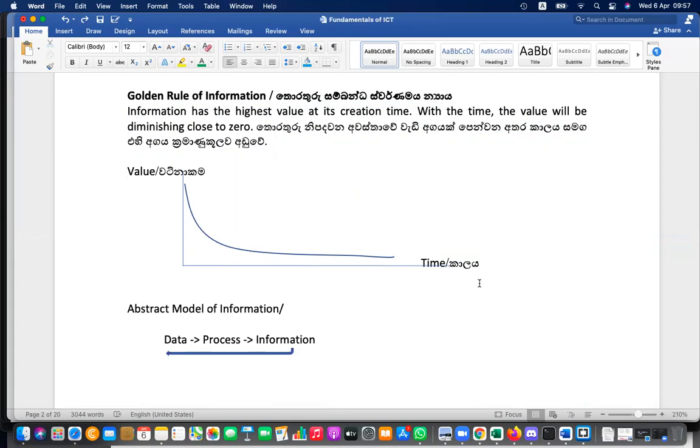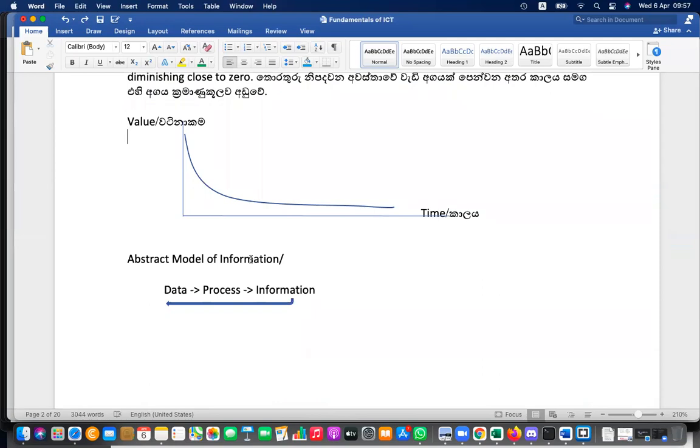Fire in front of the president's house today, this morning, now, it has high value. But fire in front of the president's house after 10 years, no significant value. For this reason, since data has no value, we will process it and create information. That is called the abstract model of information. Very simple, right? Data will be processed and information is created.